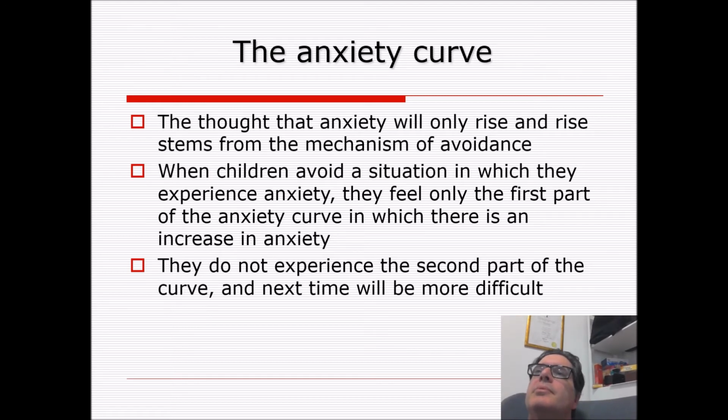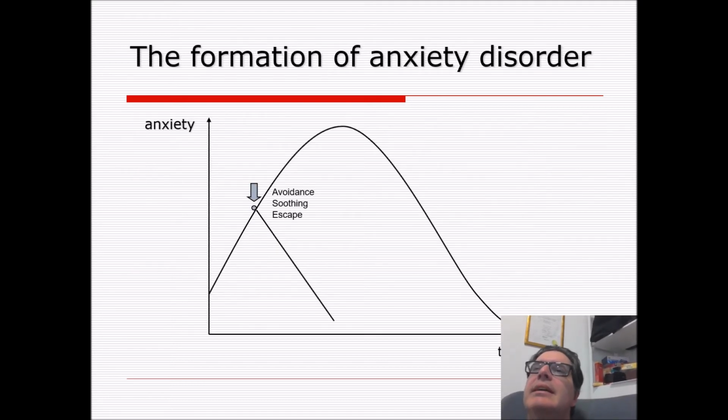So the idea is that when people have anxiety disorders, they do not experience the anxiety curve in full. They will start feeling anxiety and then they'll do something about it that will stop the anxiety curve. The most common way of doing it is to avoid the situation. So let's say, for example, I'm feeling anxious about going to my aunt because she has a dog.